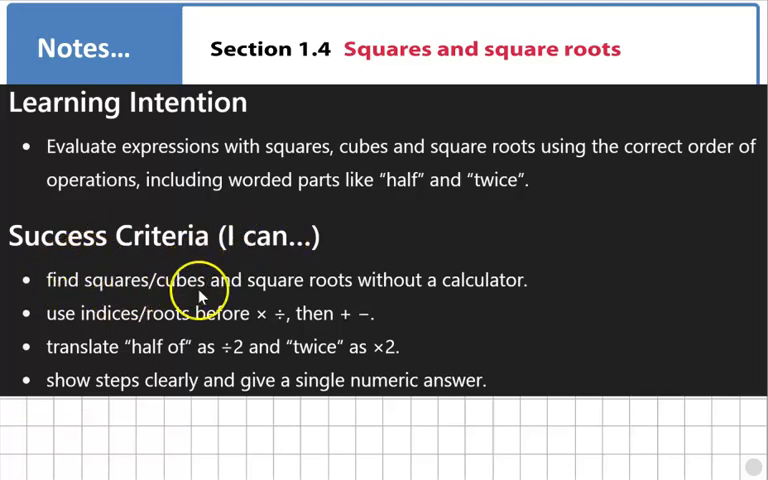Find squares or cubes and square roots without a calculator. Use indices or roots before multiplication and division, then addition and subtraction. Translate half of as divided by 2 and twice as multiplied by 2. Show steps clearly and give a single numeric answer.